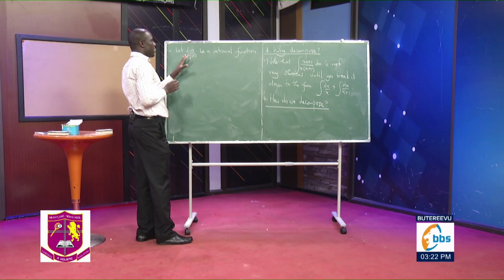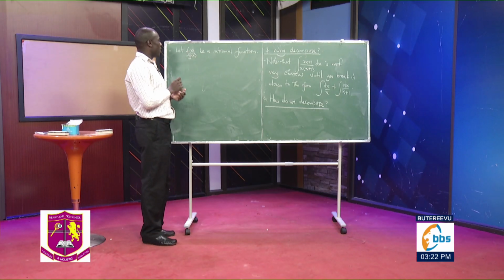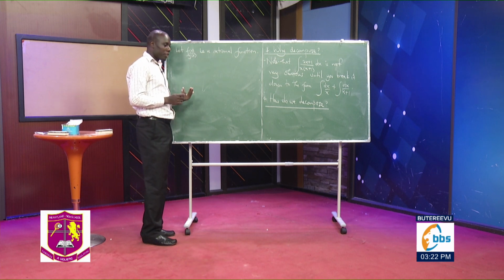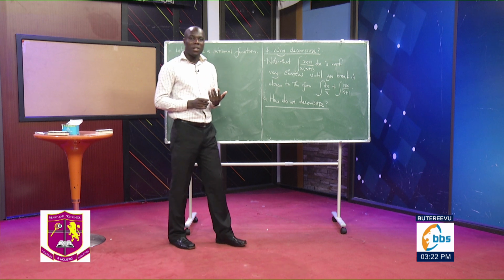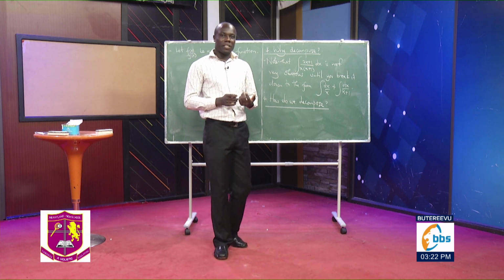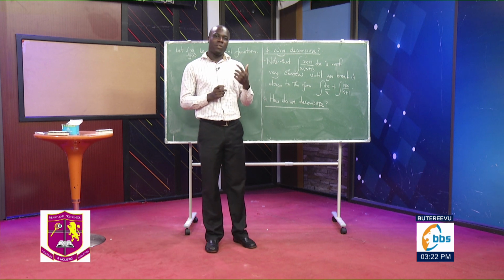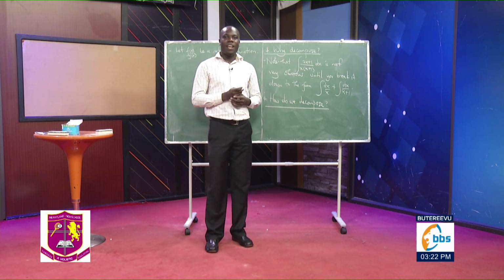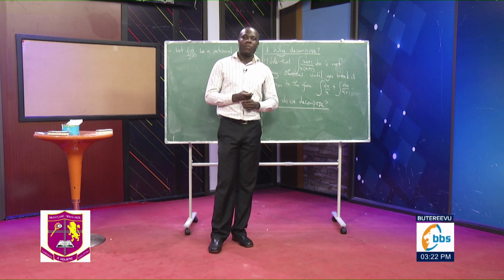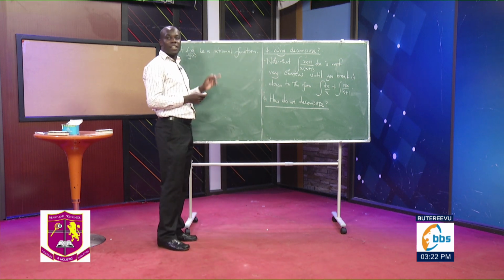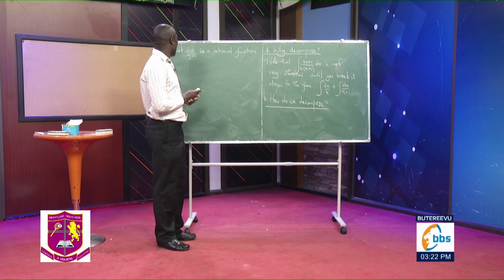When you're decomposing this function, there are two things you have to consider. You have to look at the type of fraction. Remember now we have two: the improper fraction, where the degree of the numerator is greater or equal to the degree of the denominator, and then the proper fraction, where the degree of the numerator, f of x, is strictly less than the degree of the denominator.